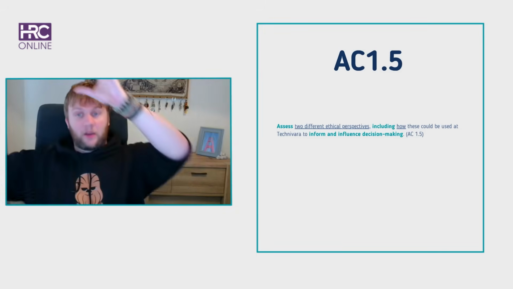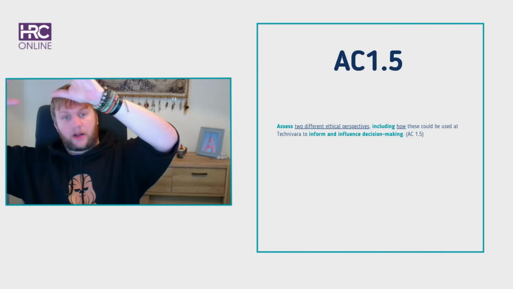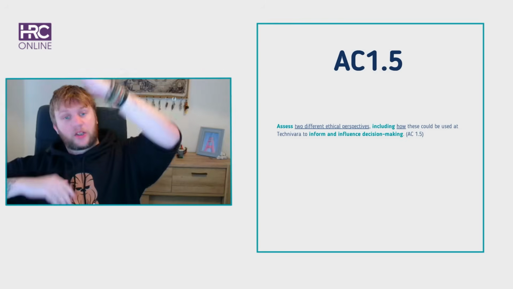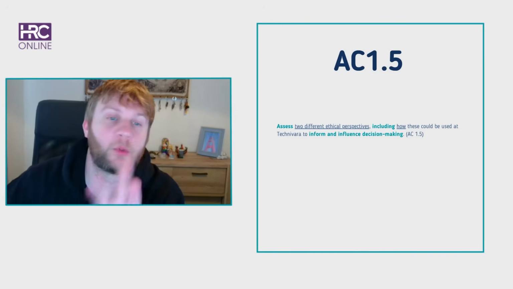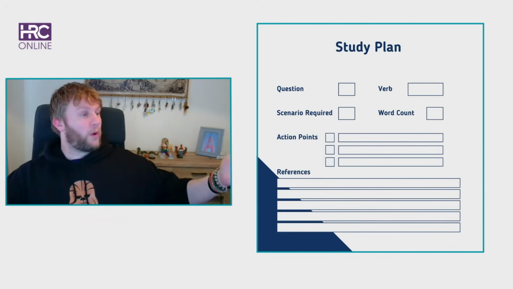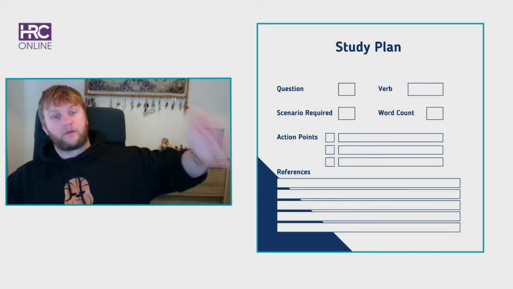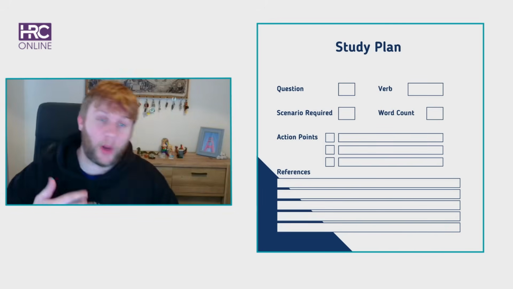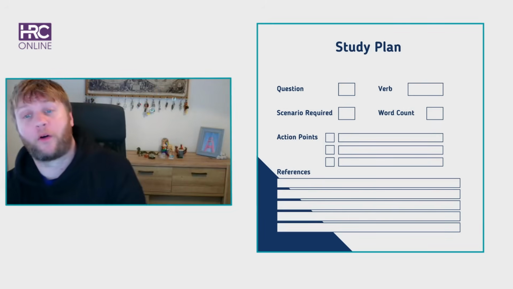Now, CIPD wanted to lay out your work the following way. You put AC 1.5 in the top left hand corner of your screen, and then you write your questions underneath. Now, to help you along with this, we do use answer plans. So this is our study plan. You put the question. This is 1.5. Your verb is assess. Scenario required yes. The word count is 414.